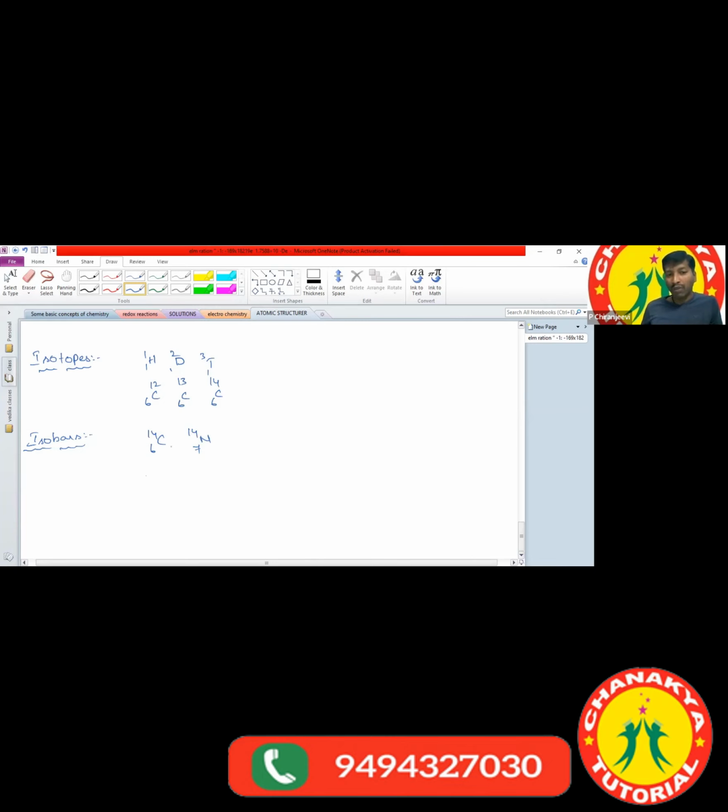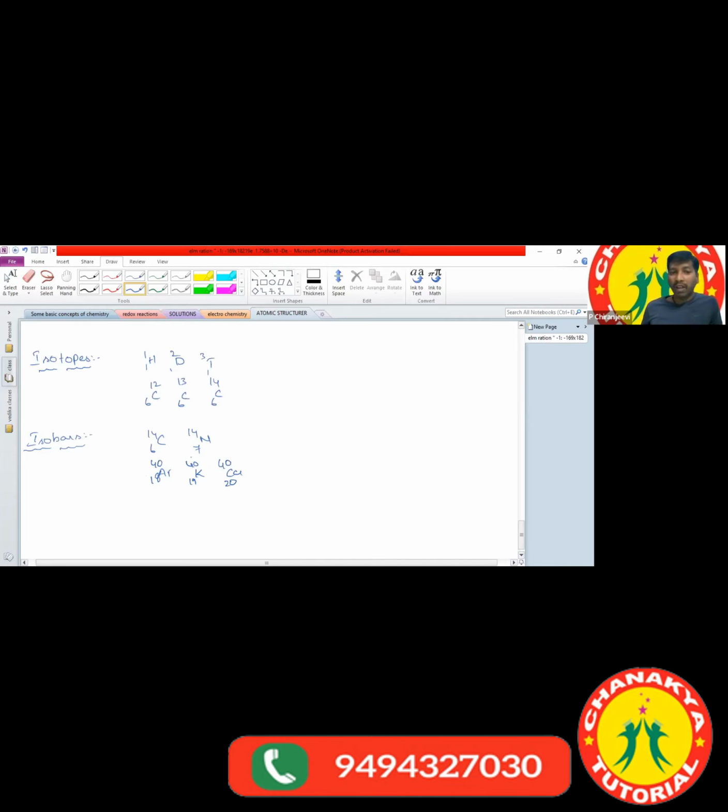Sir, how are you saying these two are isobars here? These two have the same atomic mass but differ in their atomic number. And one more example we can write. What is another one here? For example, argon. Argon atomic mass is 40. What is the atomic number of argon? 18. Potassium atomic mass is 40, atomic number of potassium is 19. And calcium atomic mass is 40, atomic number is equal to 20. So all these we can consider as isobars.